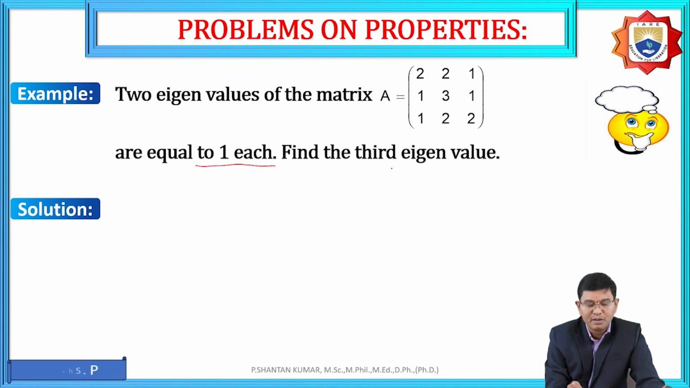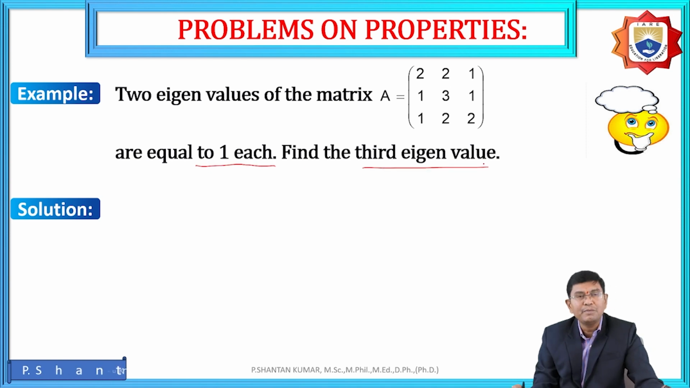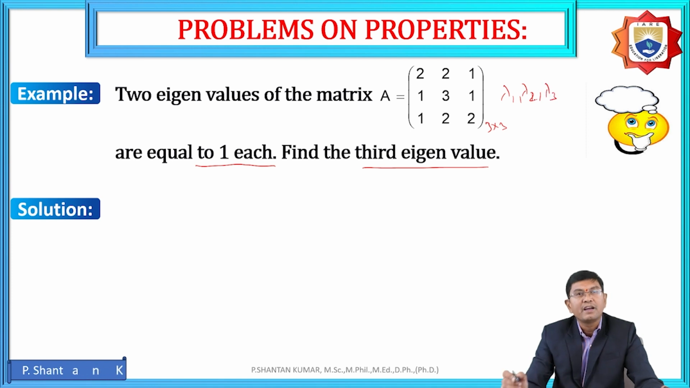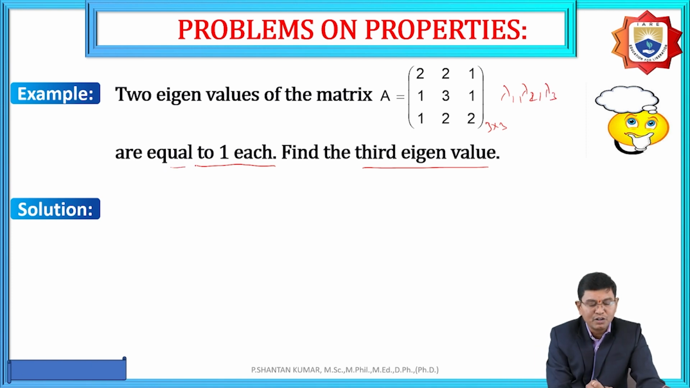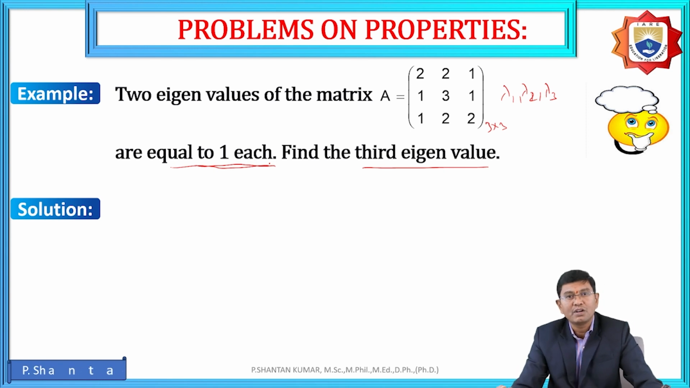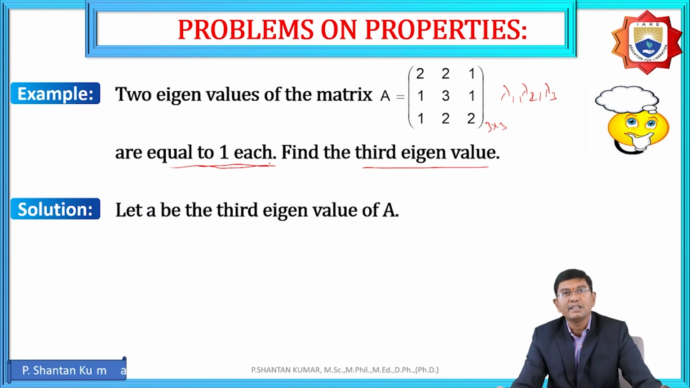Find the third eigenvalue. That means the given matrix is of order 3 by 3. Therefore, we require the eigenvalues lambda 1, lambda 2 and lambda 3. Here the given condition is that two eigenvalues are equal to 1 each. That means lambda 1 is equal to lambda 2, and we need to find the third eigenvalue.